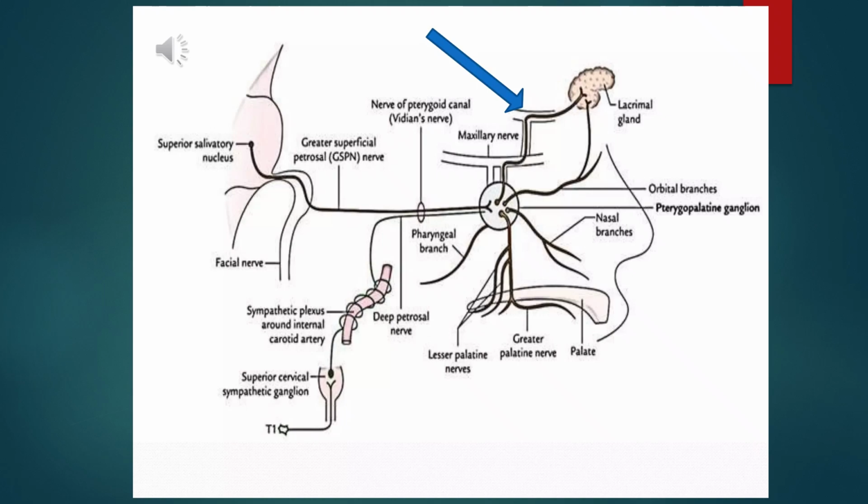Then we have nasal branches which go into the sphenopalatine foramen. And then we have some orbital branches which enter the orbit by the inferior orbital fissure and supply the periosteum of the orbit and the mucous membrane of part of the posterior ethmoidal cells and sphenoid sinus.